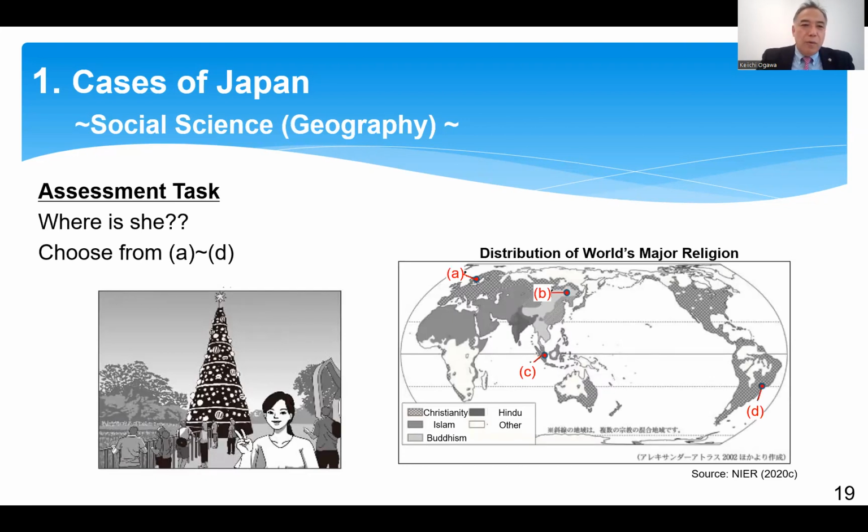So, assessment tasks. Where is she? There's a map, with Christmas trees here, and the world map is there, and it shows the religions, Christianity, Islam, Buddhism, Hindu, and others, in different colors. Then, where is she? Is it A, B, C, or D? Yes, please think. Where is she?